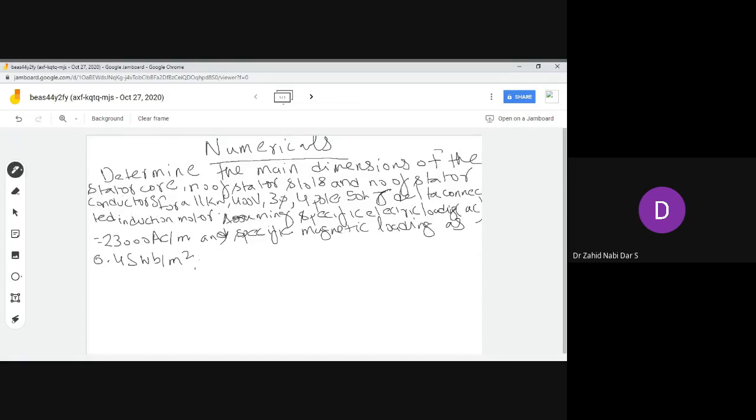The full load efficiency is 0.85 and the power factor is 0.88. This is my power factor and my full load efficiency.